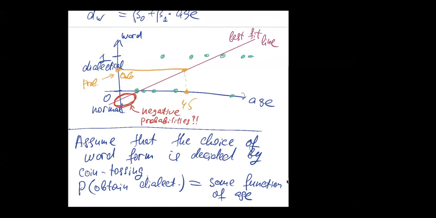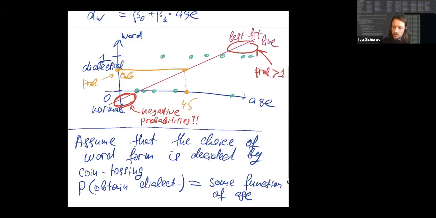Then we have problems on the other side, when we have very, very old people and the probability will be more than one there. Yeah, probability more than one is clearly impossible. It is mathematically impossible to have probability more than one.